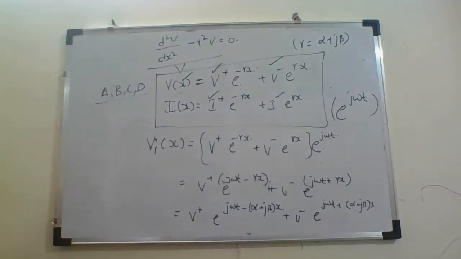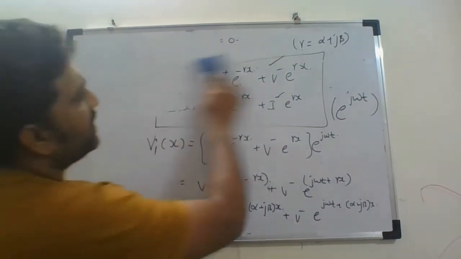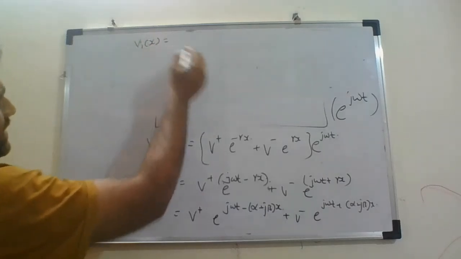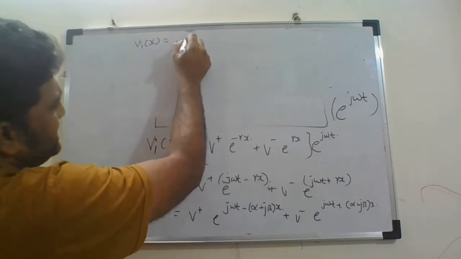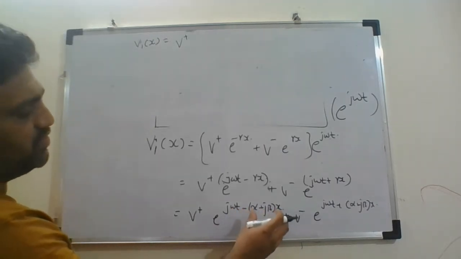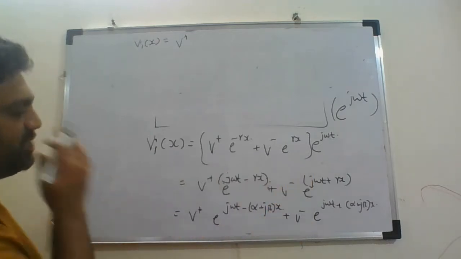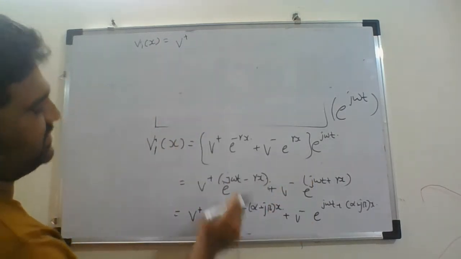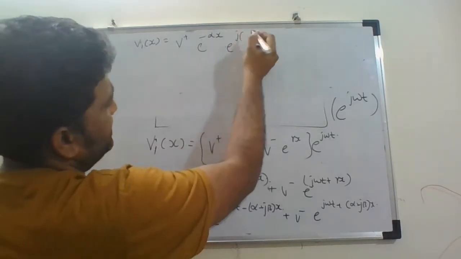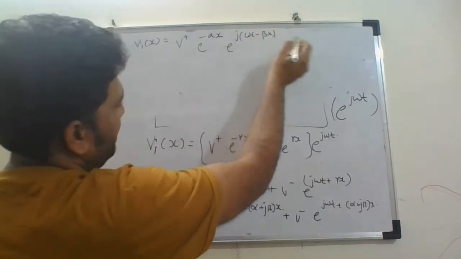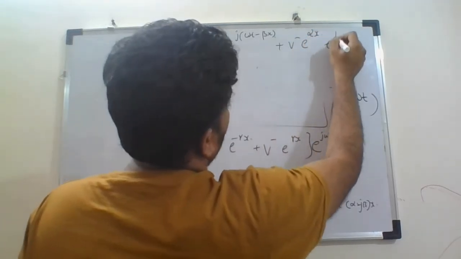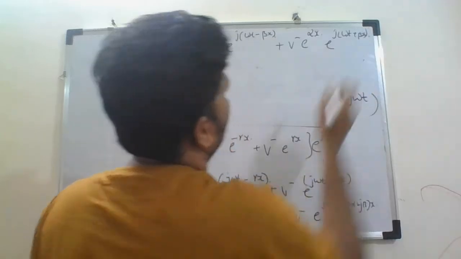Just expanding these terms, Vi of x, the instantaneous voltage at any time instant, is equal to V plus into... what I am doing is taking the real part and imaginary part separately, since this is a complex term. The real part is only alpha x, so e power minus alpha x is the real part, and if I take j common, omega t minus beta x will be the complex term. Similarly, this becomes V minus into e power alpha x into e power j omega t plus beta x.